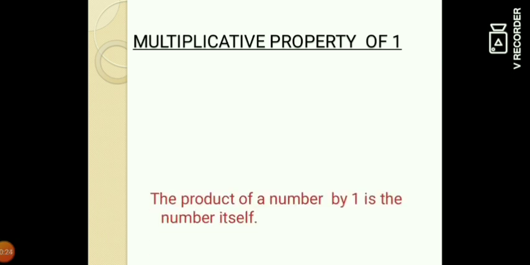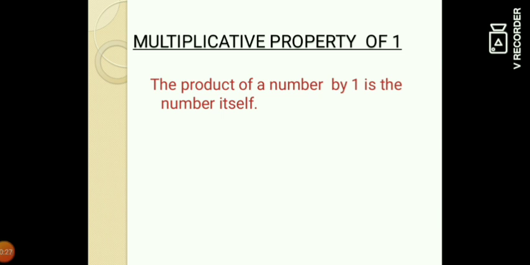So, today we are going to learn some properties of multiplication. Let's start with our first property, which is the multiplicative property of 1. It says that the product of a number by 1 is the number itself. Let's take an example to understand it.